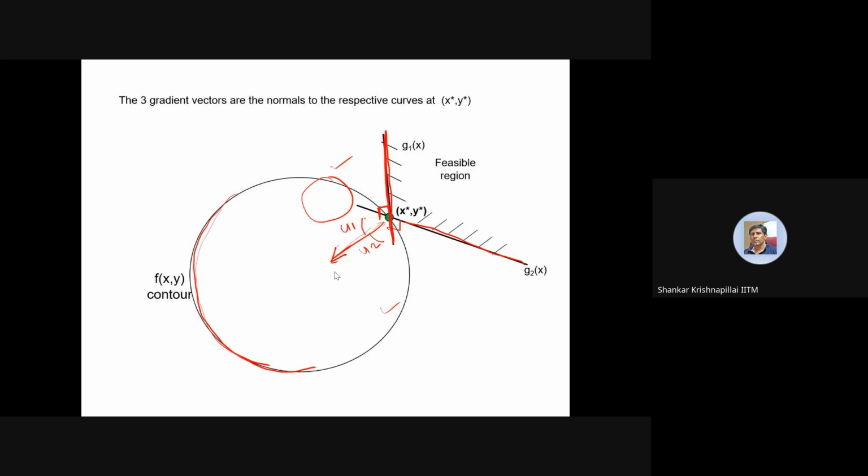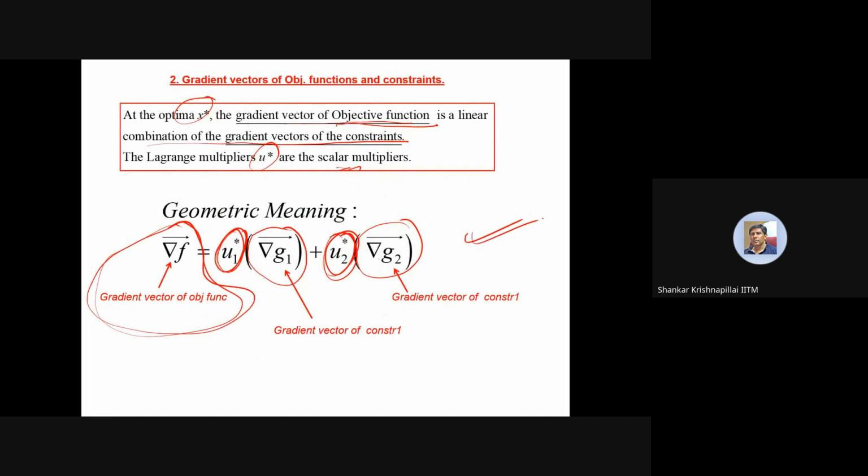Okay, so what is the purpose of this equation? The purpose of this equation is that the optimization algorithm can, at the end of the run, cross-check the values of U1 and U2 by substituting them into this equation and seeing that you get the value of del F. So you can calculate the values of del G1 and del G2 at the optima, multiply this with U1, multiply this with U2, and you should get del F correctly. So with this we can check the values of U1 and U2.